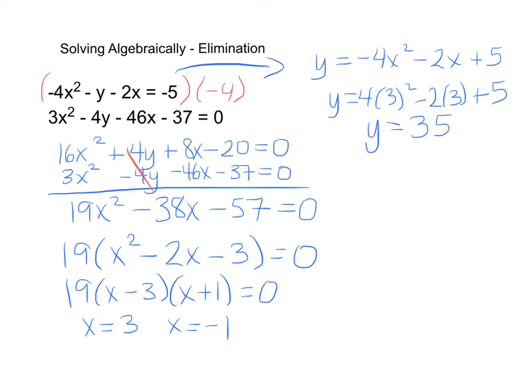Oh, no, I don't. I forgot the negative. Did you see that? That should have had a negative in there, so let's try that again. y equals negative 37. And then do the same thing again, but filling in negative 1. So it's negative 4 times negative 1 squared minus 2 times negative 1 plus 5. And we get y equals 3.